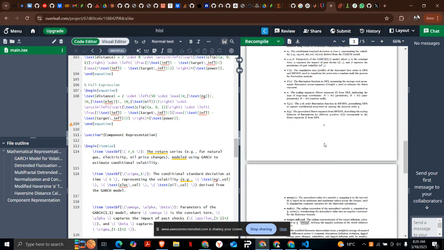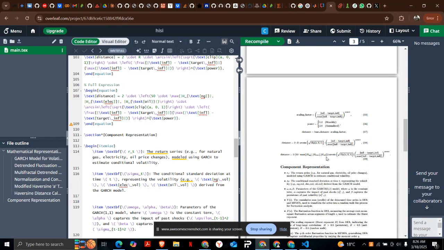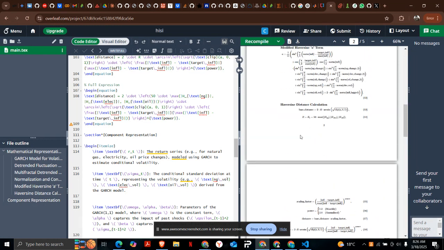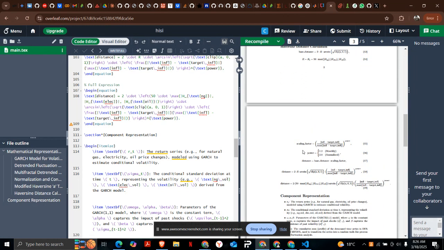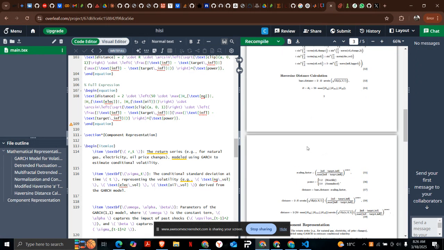Okay, so I've been asked a really interesting question as to why I'm only considering the Haversine distance and not the Euclidean distance. And my reasoning is quite simple. I'm coming from a nonlinear perspective. So, in order to best capture these nonlinear properties, I'm using the Haversine distance rather than the Euclidean distance.